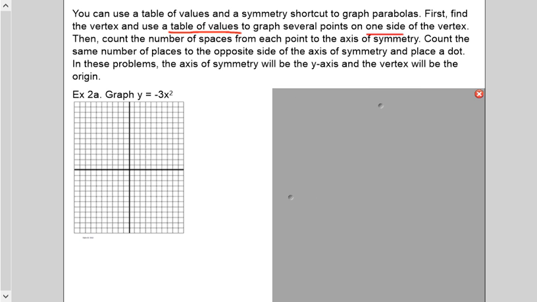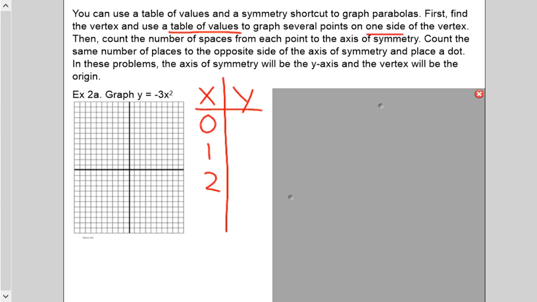First example, 2a. Graph y equals -3x squared. So, need to make an xy table. I'm going to choose some x values. For this one, remember, you want to use values that are small so that you don't have to work with numbers that are very big. So I'm going to use 0, 1, and 2.